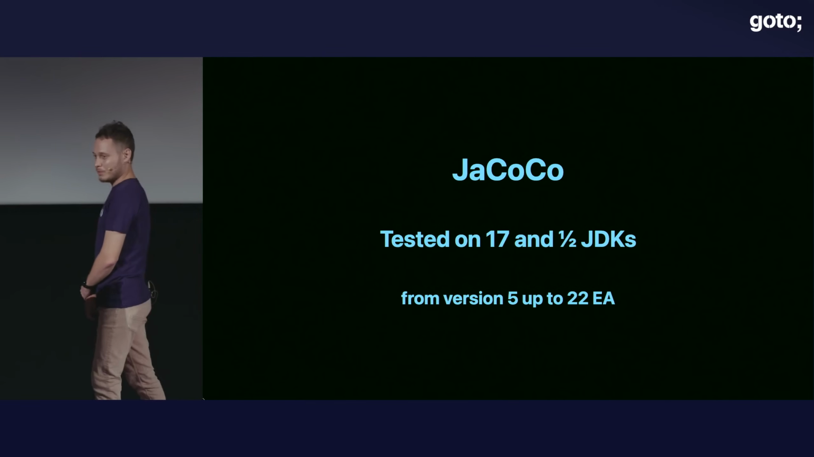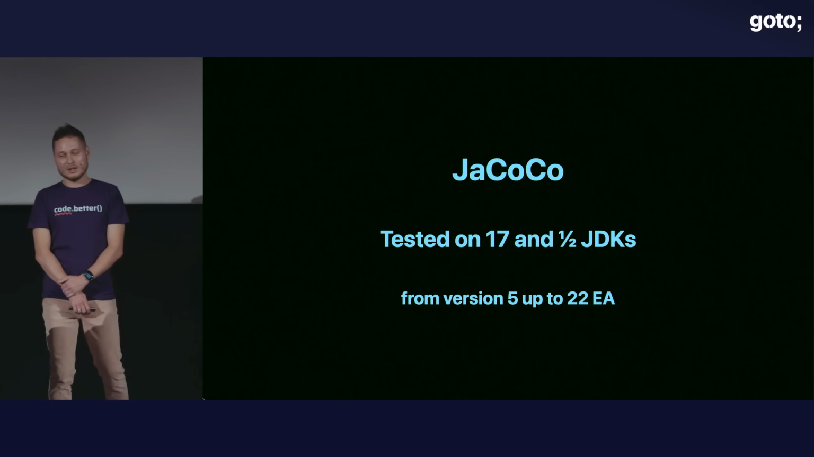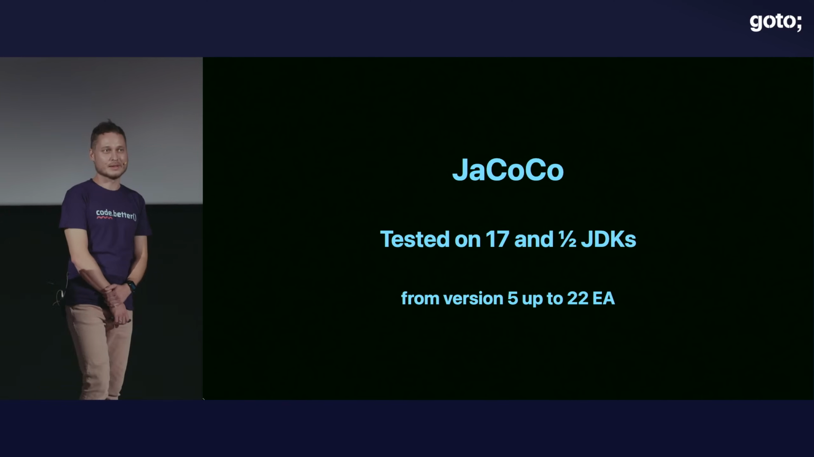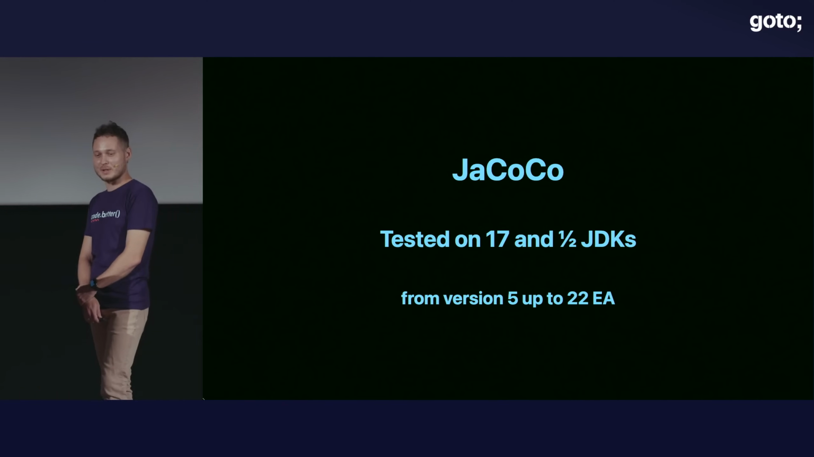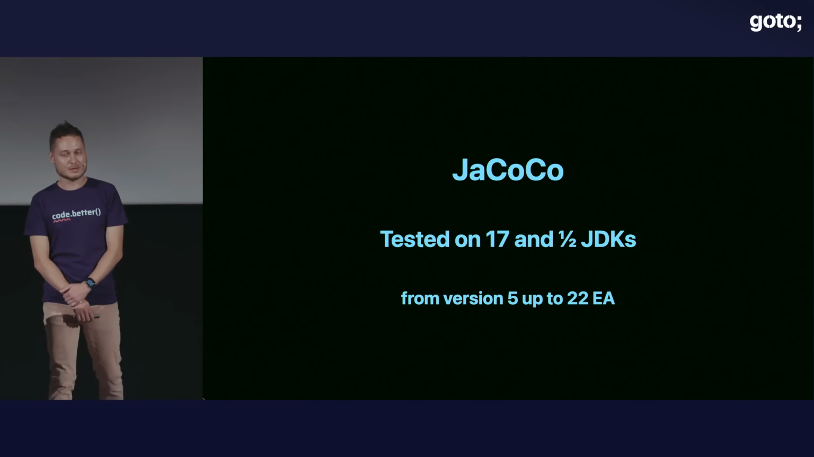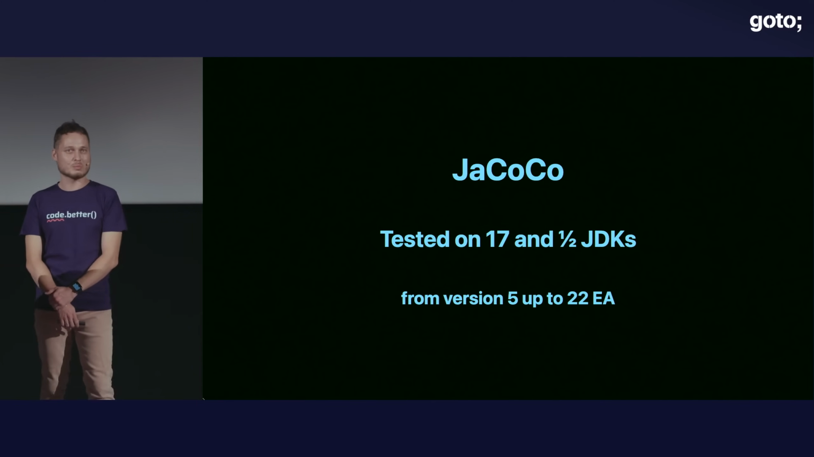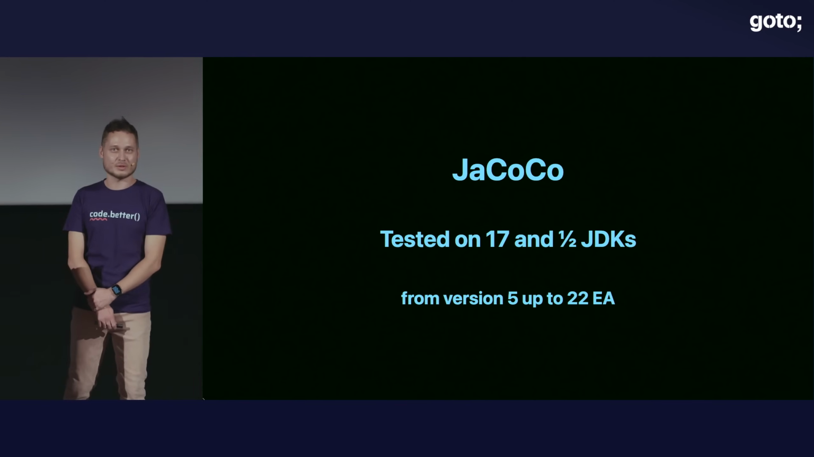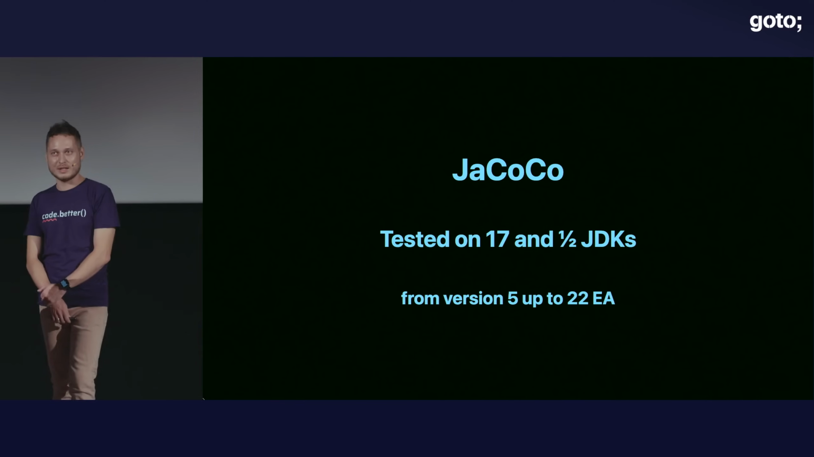So today we're going to talk about JaCoCo, Java Code Coverage. We have developed this tool for quite a long period of time, and a lot of Java releases have happened since then. So nowadays we test it on 17 JDK versions, from version 5 up to the not even released version 22 early access build. Why we do so, we are going to see today.